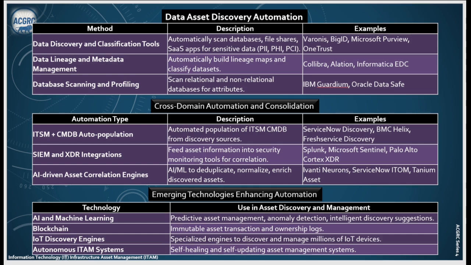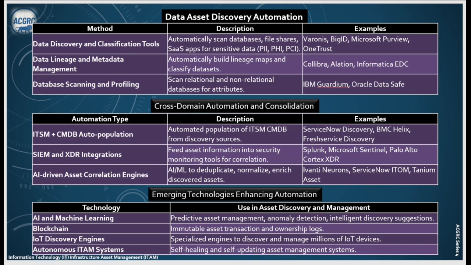From an emerging technology space, we have AI and machine learning. It's used in asset discovery and management. It is primarily used for predictive asset management, anomaly detection, intelligent discovery suggestions. Blockchain, immutable asset transactions and ownership logs. That's the strength of the space.